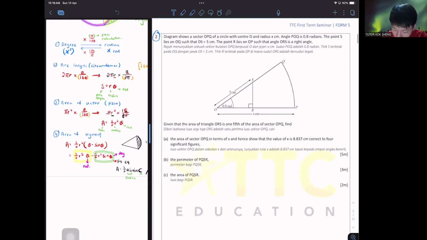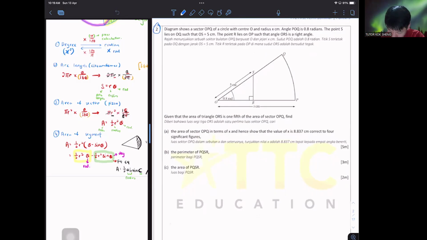Quick. The diagram shows a sector OPQ of a circle with center O, radius x cm, angle POQ is 0.8 radian. The point S lies on OQ such that OS is 5, and point R lies on OP such that angle ORS is a right angle. This sentence has no important info, everything is already inside the picture.